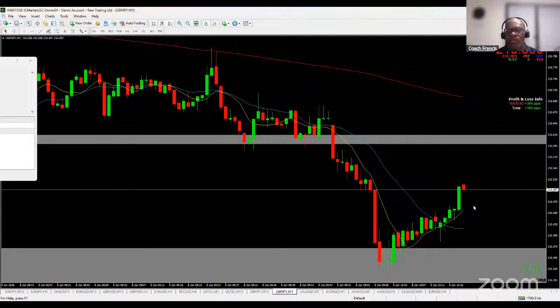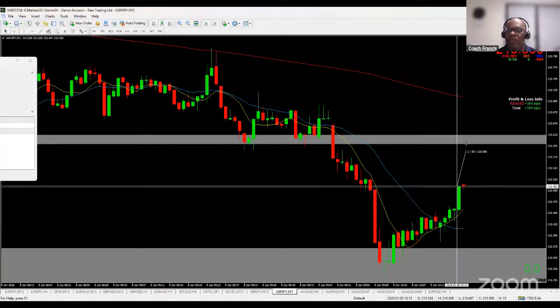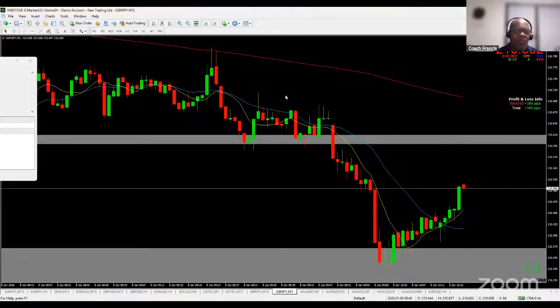Now, if I wanted to take a very quick calc, I could enter and expect it to come here, which is less than 10 pips. I don't want to scalp for less than 10 pips. When I do scalp, I usually scalp for a minimum of 15 pips. It makes it worth my while and it makes it less stressful.